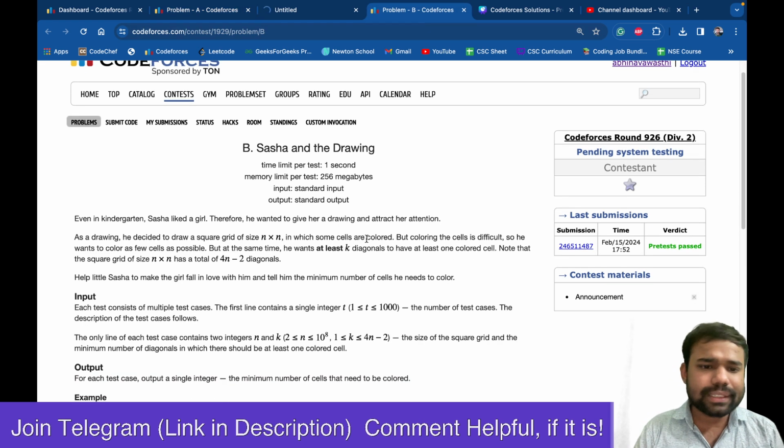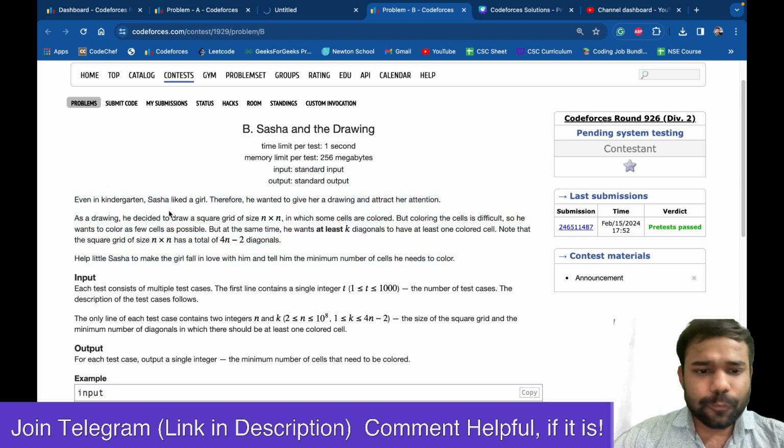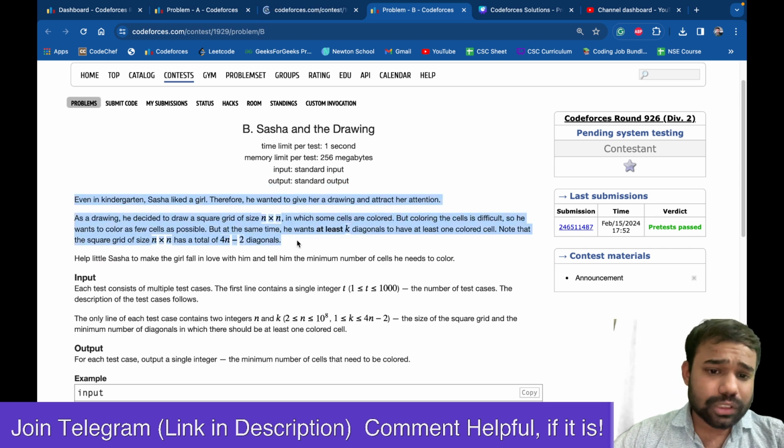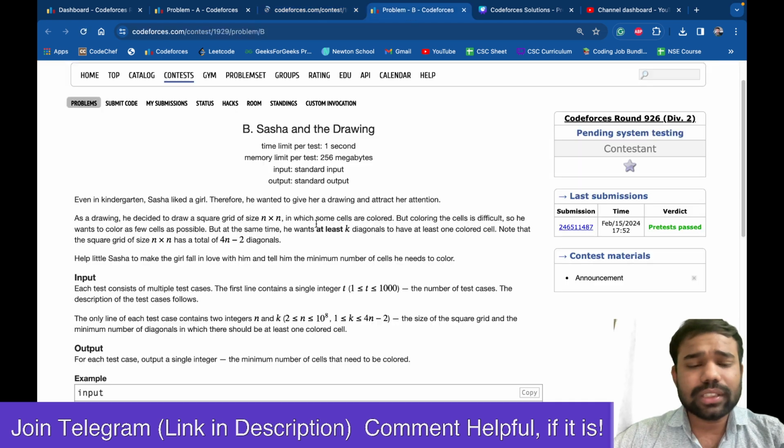Okay, so next is again an easy problem. Not that easy, but yeah, it was a good problem. The problem is that you have an n by n grid, and there are 4n minus 2 diagonals in the grid. Now what Sasha wants is to make at least k diagonals have one colored cell.